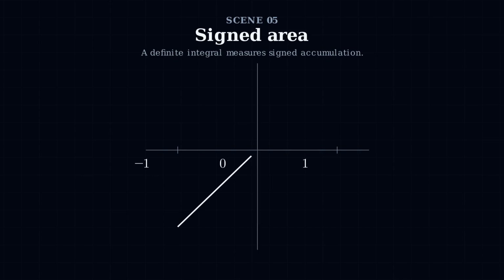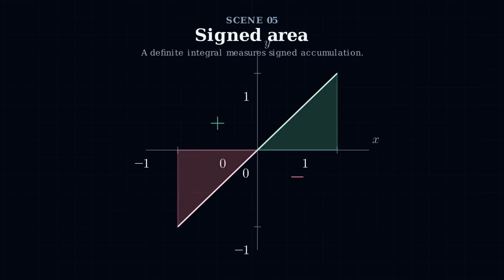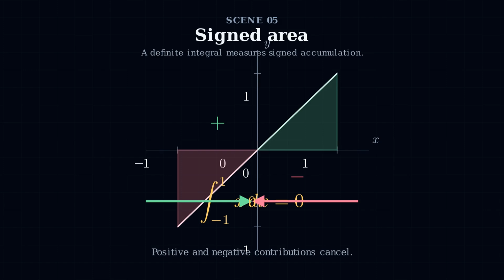A definite integral measures signed accumulation. Area above the axis counts as positive, and area below counts as negative. For y equals x from -1 to 1, the two triangles cancel exactly, so the integral is 0.